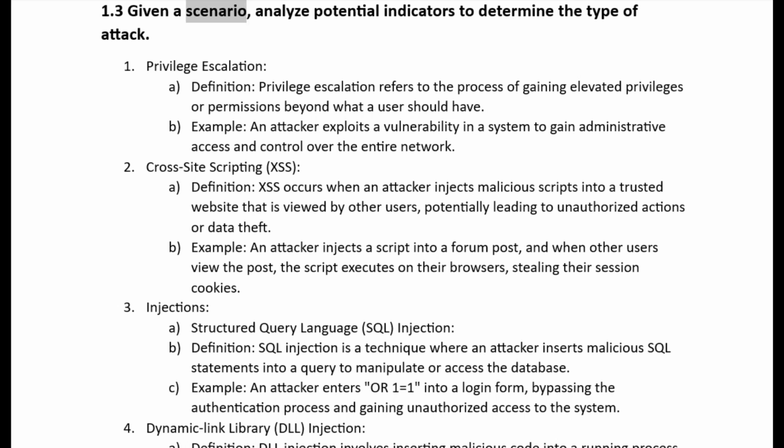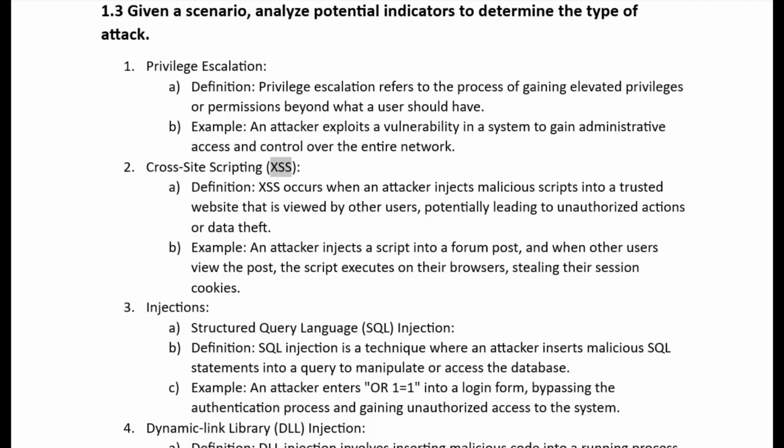1.3 Given a scenario, analyze potential indicators to determine the type of attack. Privilege escalation. Definition: privilege escalation refers to the process of gaining elevated privileges or permissions beyond what a user should have. Example, an attacker exploits a vulnerability in a system to gain administrative access and control over the entire network.